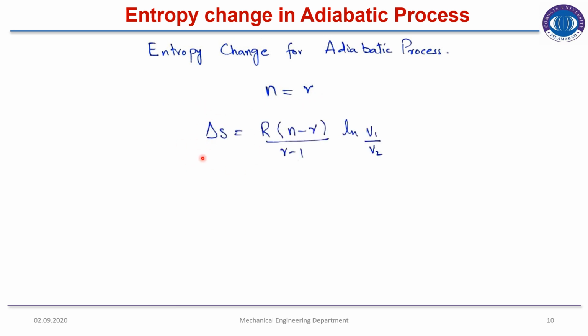So here we have the change of entropy for the polytropic process, that is R into (n minus gamma) divided by (gamma minus 1), natural log V1 over V2. Now as we have to replace n with gamma, both terms will be gamma minus gamma. So the change of entropy will be 0.